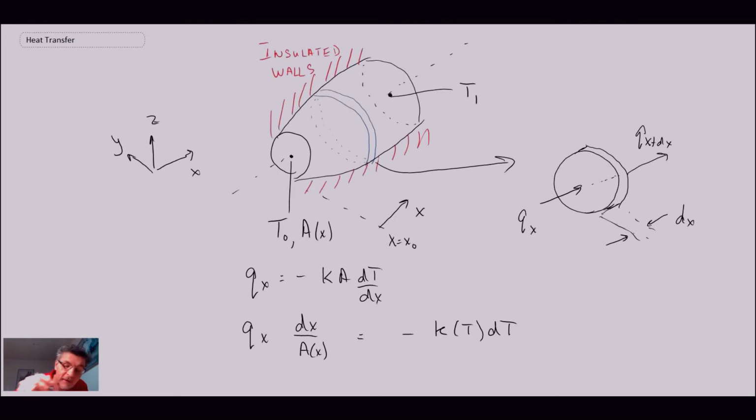And now I'm going to integrate this. So the integral on this side is going to go from x naught to x. And over here, we're going to integrate from T naught to T. Now notice what I've done is I've written the thermal conductivity as being a function of temperature. Thermal conductivity is a function of temperature. Quite often for our analysis, however, we will consider it not to be a function of temperature. So sometimes you can pull that out, and we will be making that assumption as we go on with this analysis.